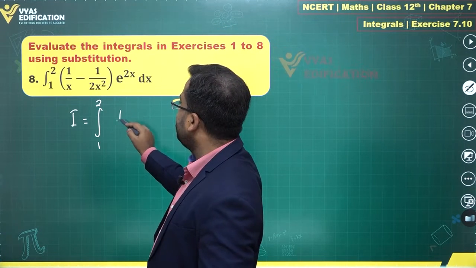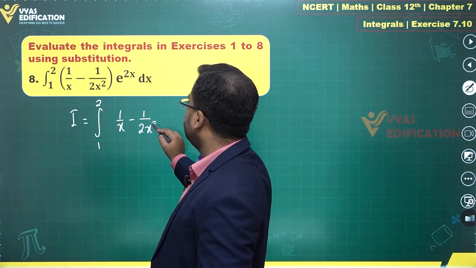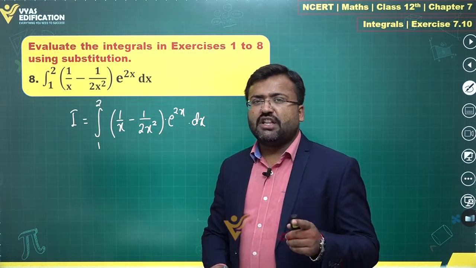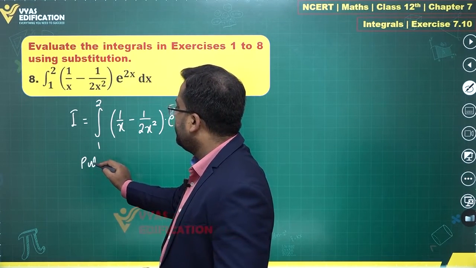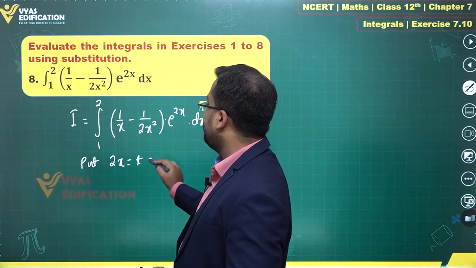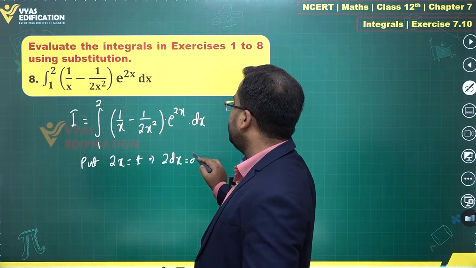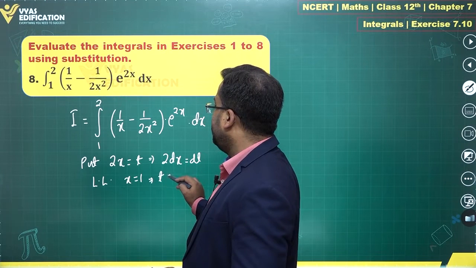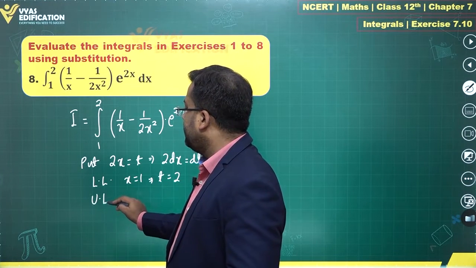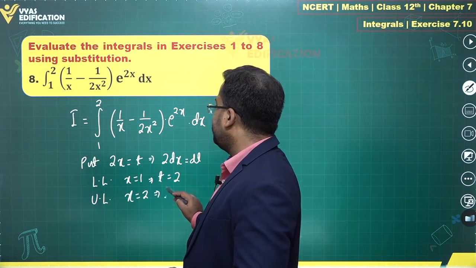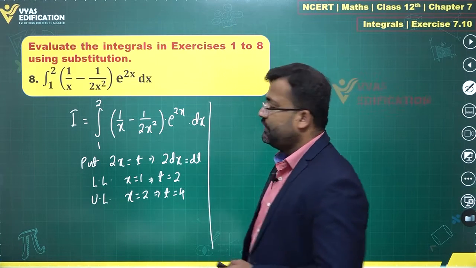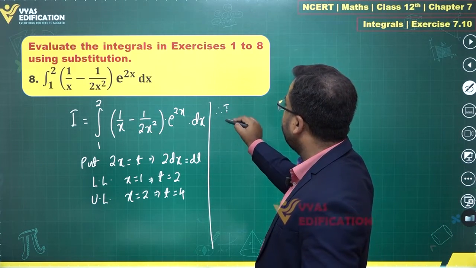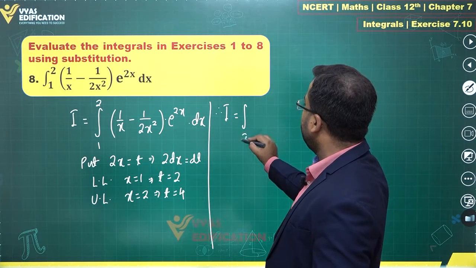1 to 2, this is 1 by x minus 1 by 2x square, e power 2x dx. And the first substitution that I'll make over here is this: 2x equals t. That makes 2 dx equals dt. The lower limit says x equal to 1. That implies t will be 2 into 1, 2. Upper limit says x equal to 2, which implies t equals 2 into 2, 4. This is what you have. Is that okay? Yes.